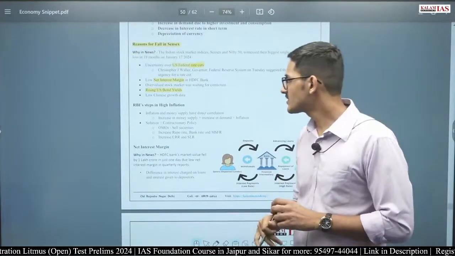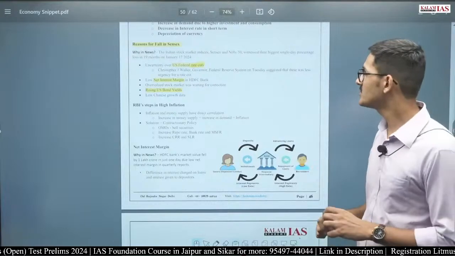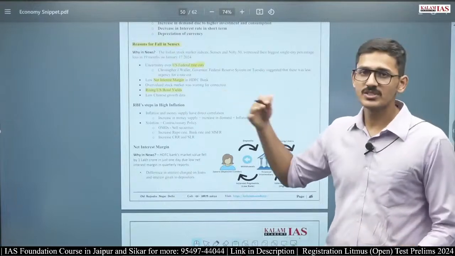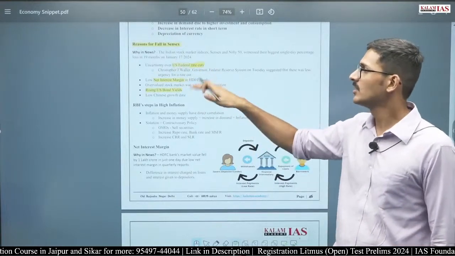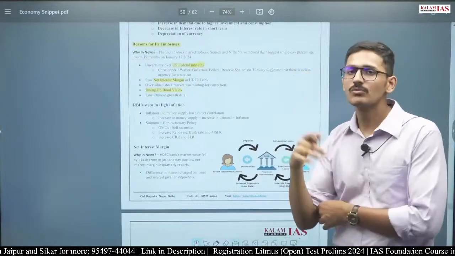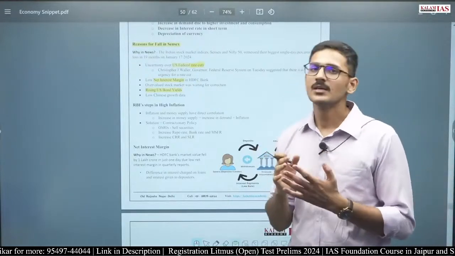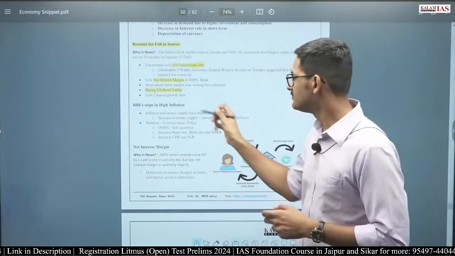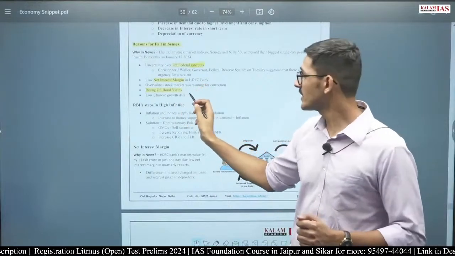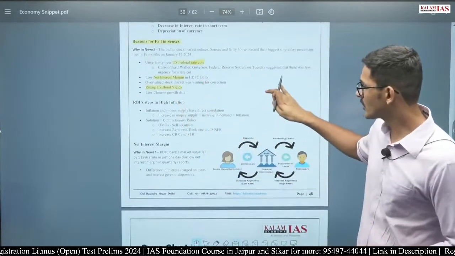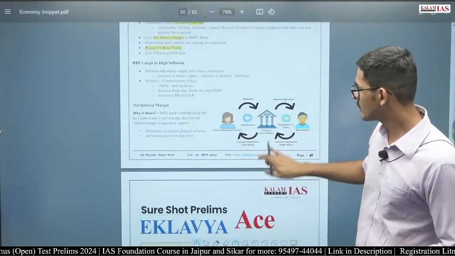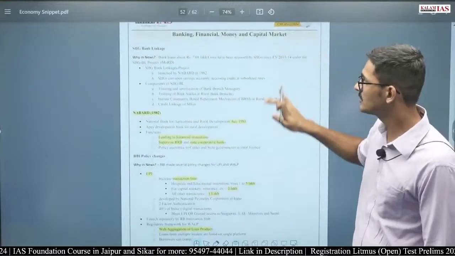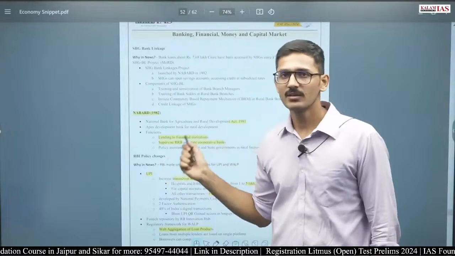Recently, the Sensex fell about 2.1% in just one day, in January 2024. So what was the reason? The reason was uncertainty over US federal rate cuts. As a result, if the USA increases its interest rate, then there will be outflow from India. Net interest margin, we have already seen what net interest margin is, and rising US bond yield. So what is bond yield? Bond yield will be covered in the next section, in banking and financial, where we will cover in detail what bond yield is.